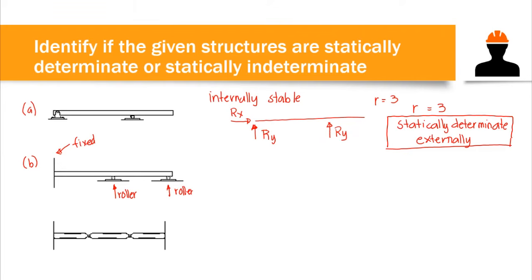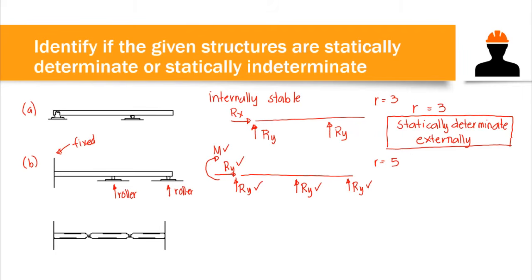Okay, so let's draw the free body diagram. On the fixed support, we have 3 reactions: vertical, horizontal, and, since that is a fixed support, a moment reaction. At the roller support, we have only 1 reaction, and that is a vertical reaction. So we can count the number of reactions here. We have 1, 2, 3, 4, 5. So we have 5 reactions.